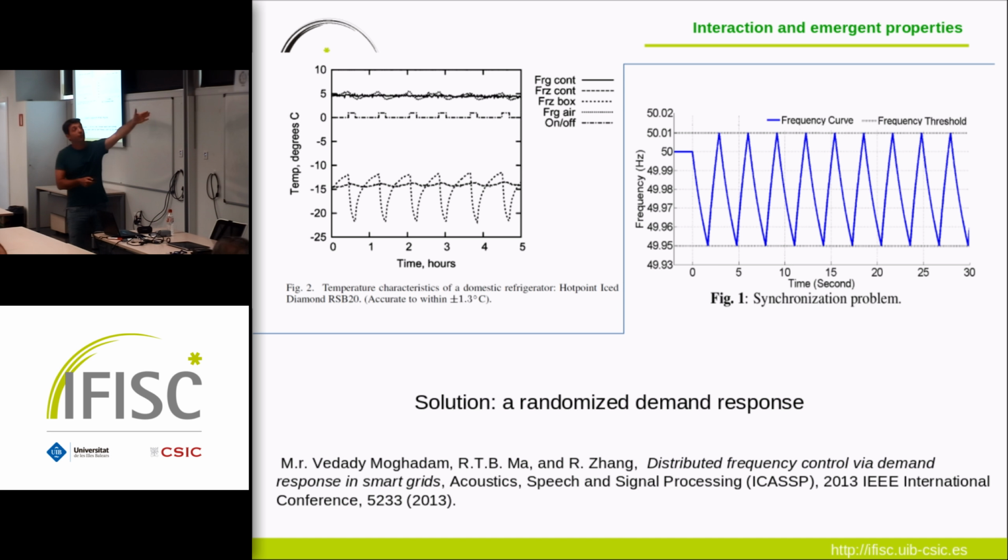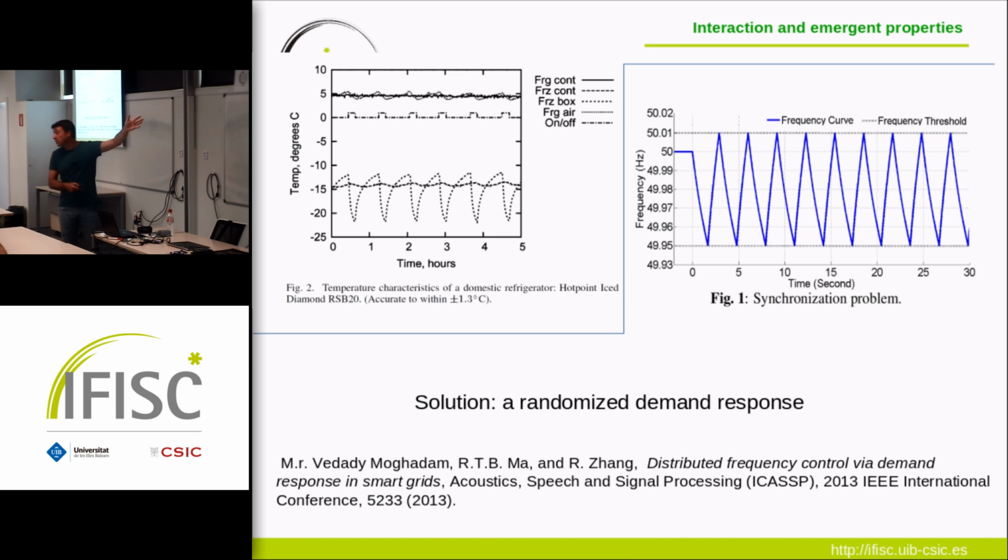For instance, this is because a fridge is actually an oscillator. Fridges switch on, then switch off, on, and this is the period, or this is the temperature here. So switch on, frequency goes down. Switch off, frequency goes up, and you have an oscillation. So through this mechanism of interaction, you may get these things to synchronize and get these huge oscillations. Okay. So you have to avoid that.